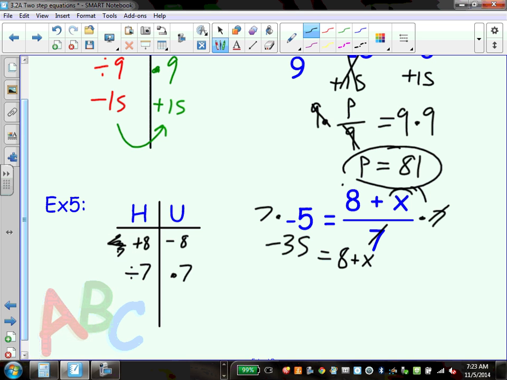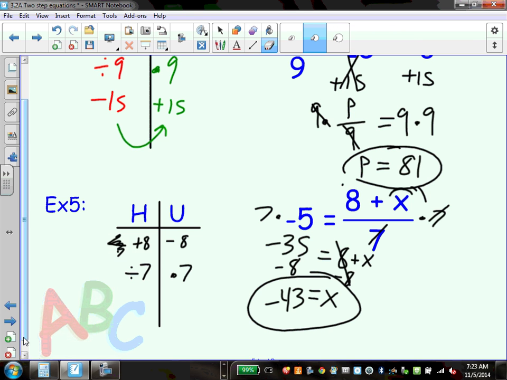Now we have to get rid of that 8, and we'll do it by doing minus 8 on both sides. We get negative 43 on this side. These 8's undo each other, leaving us with x. So there we have it. Negative 43 equals x. So that's how you solve these two-step equations.